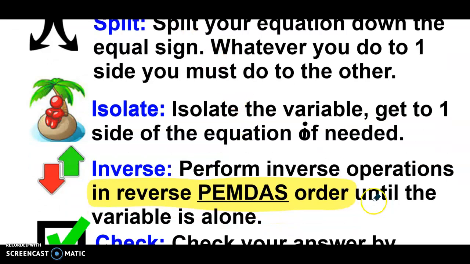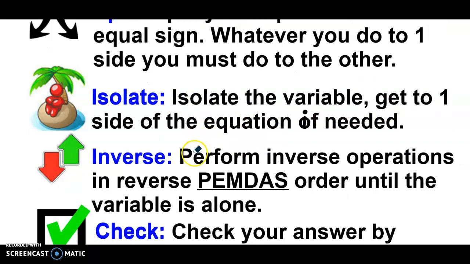Then we have the isolate step. The isolate step is when we isolate the variable, we get it to one side of the equation if needed. All right. Again, this is not going to come up in this lesson. This is going to come up further on down the road to getting to one side, but we are going to show how to isolate our variable today.